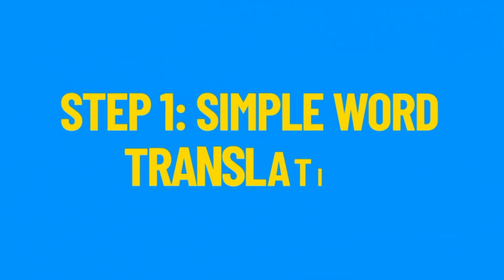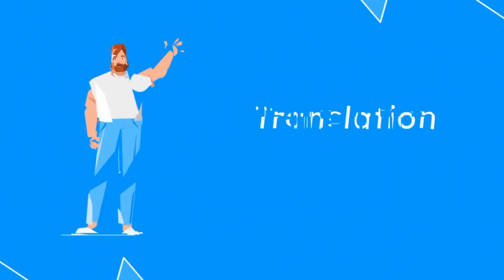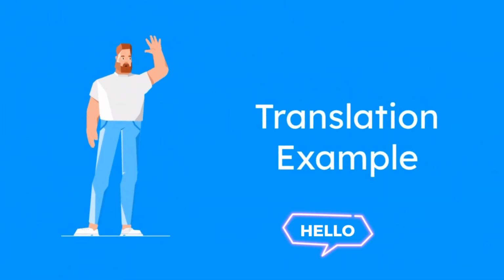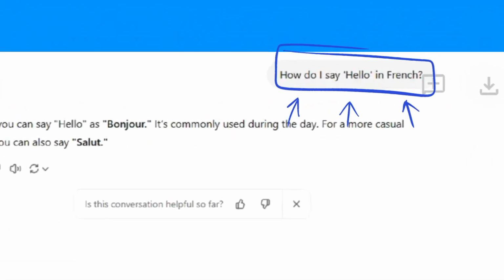Step 1. Transcribing a simple word into another language. Imagine you want to say the word "hello" in French, but you're not sure how to do it. You can use ChatGPT to help. Use this prompt in ChatGPT. How do I say "hello" in French?